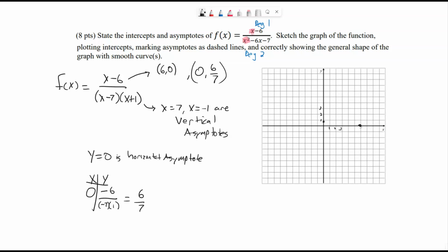The asymptotes, x equals 7, vertical asymptote. Let's dash this line, and we can label it. I'll label on top or bottom. This will be x equals 7. And we also have negative 1. x equals negative 1 is a vertical asymptote. Let's sketch that as a dashed line and label it.